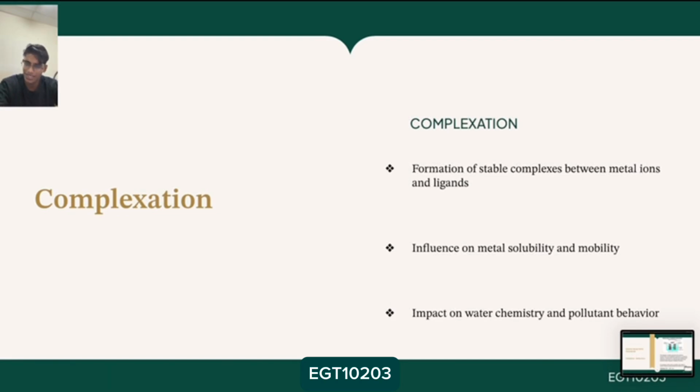So basically, why does this matter? It matters a lot because complexes often increase the solubility of metals. They can either protect aquatic life from toxicity or enhance transport of contaminants. Complexation affects nutrient availability, especially for trace metals like zinc and iron. This is a key process in surface waters, wetlands, and areas rich in organic matter.